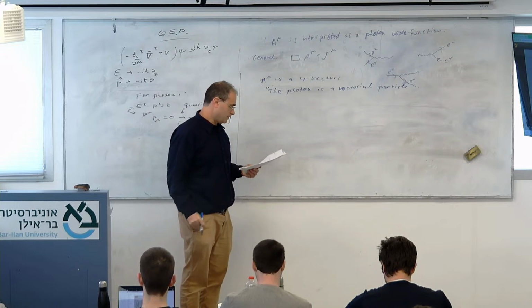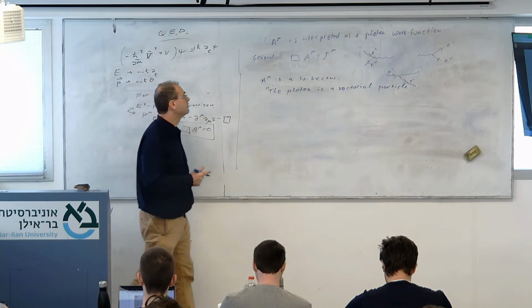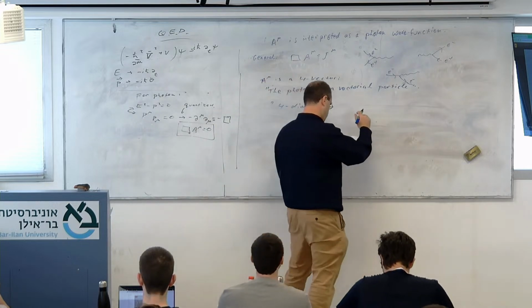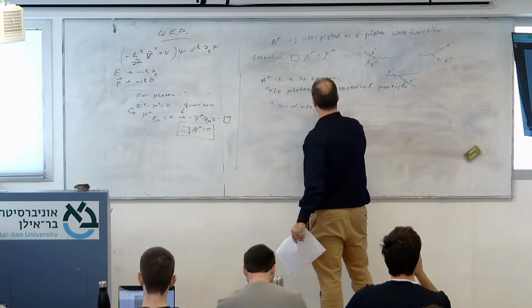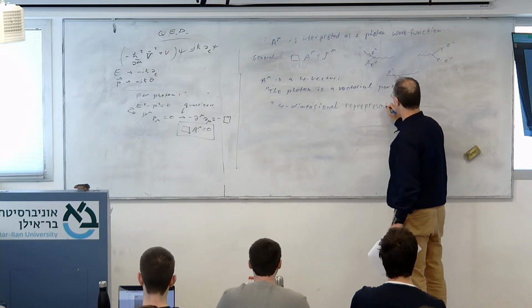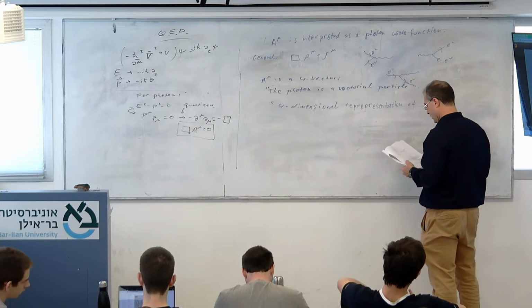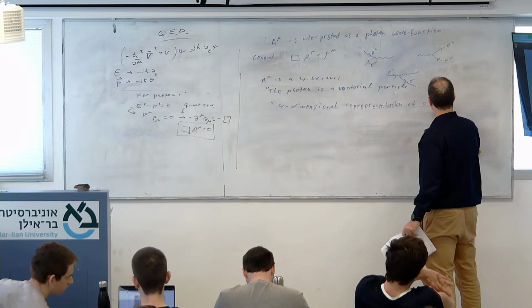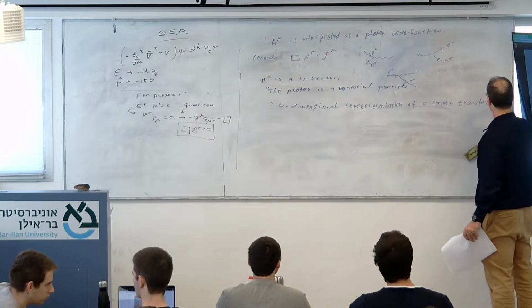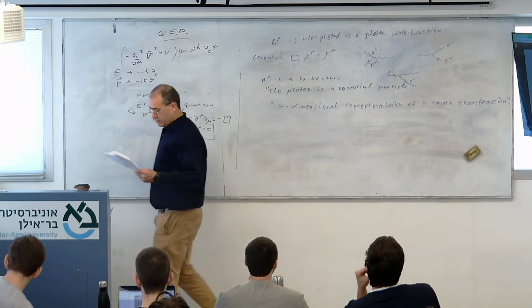And that leads us to another term, which is that the photon is a 4-dimensional representation of a Lorentz transformation. That's another technical term.